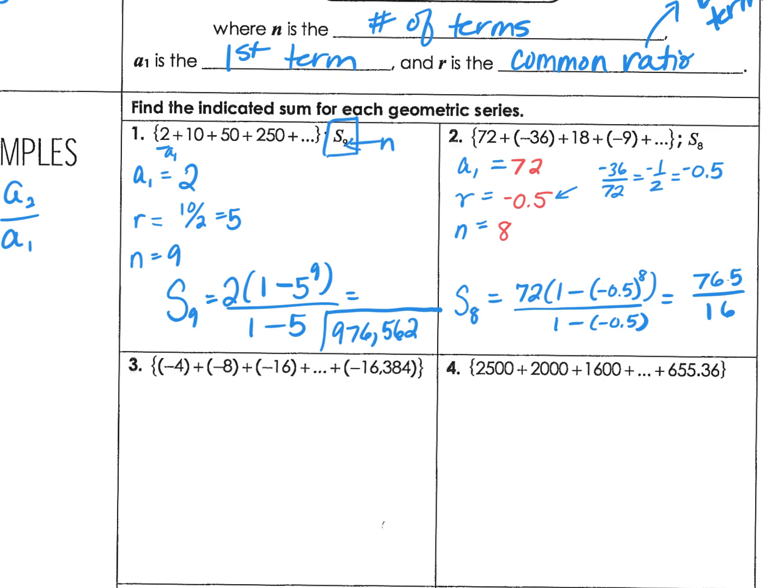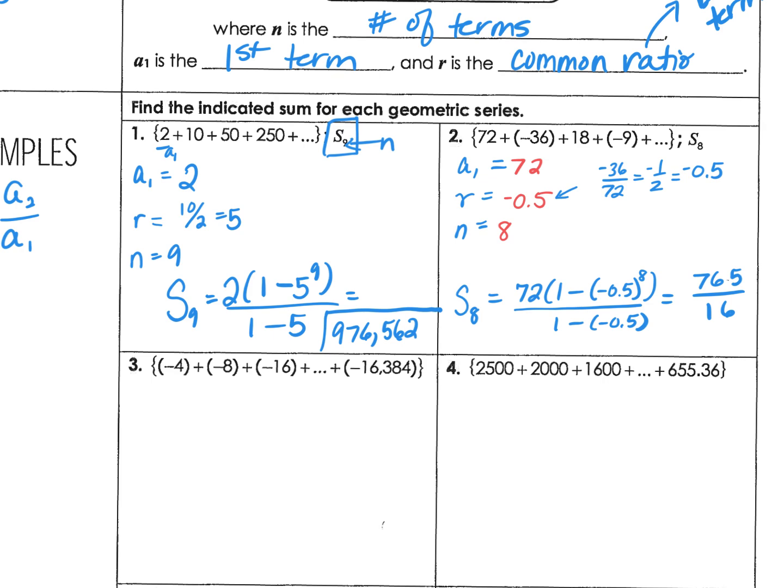As a fraction, you should get 765 over 16. If not, then you probably didn't put parentheses where you needed to. You cannot make it 1 plus 0.5 to the 8th power, because that negative is also being raised to the 8th power, and so it becomes a positive. That's typically where people make their mistake. Put it in your calculator exactly how it's written on your paper. You get 47.8125, which, if you hit math fraction, gives you 765 over 16.